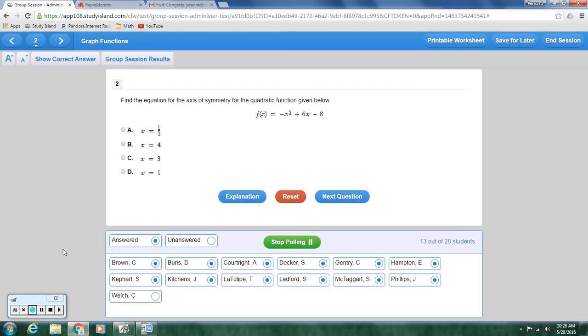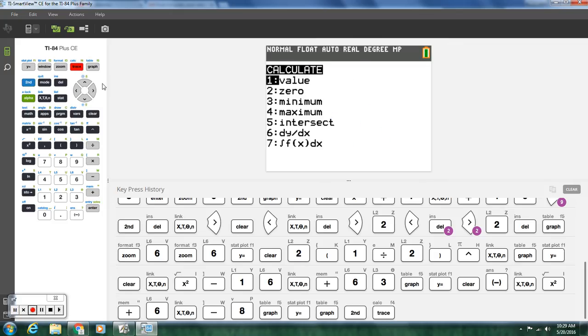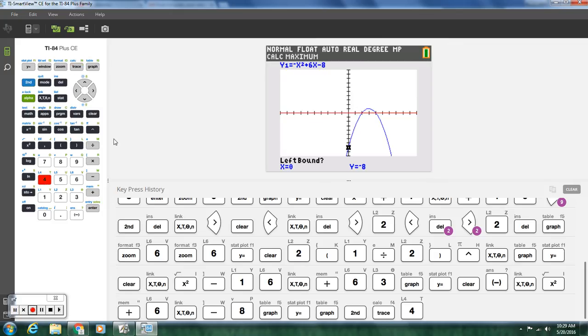Find the minimum. Looks like we're looking for a min or a max. Looking for a maximum, right? So we go to calc, and we're doing the maximum, number 4. Move that cursor up there close to it. We go left, then we go right, and then we got to hit enter. Use your point.